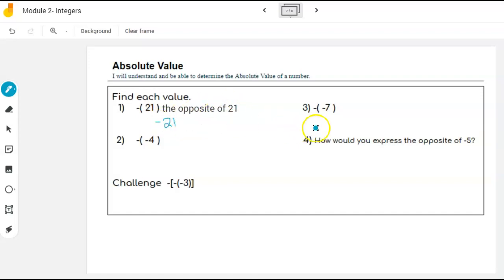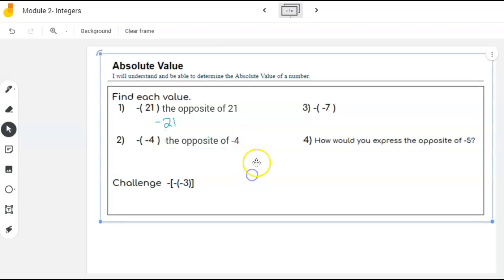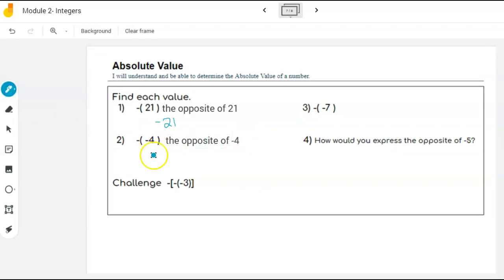Go ahead, look at number 2. This negative sign right outside the parentheses is saying the opposite of whatever's inside the parentheses. So in this case, the opposite of negative 4. We know the opposite of negative 4 is just 4.